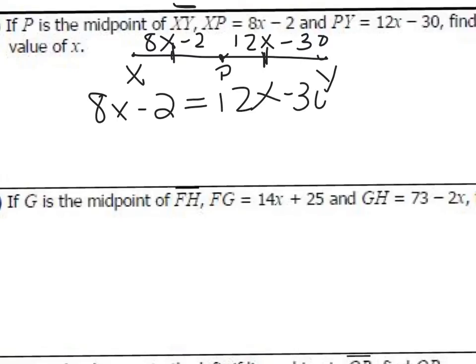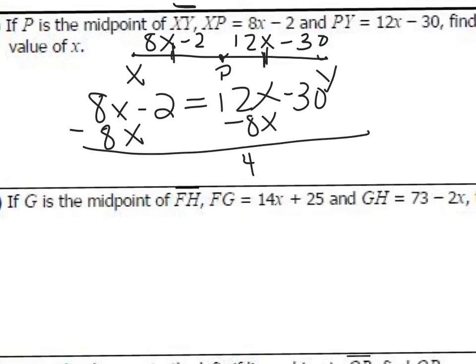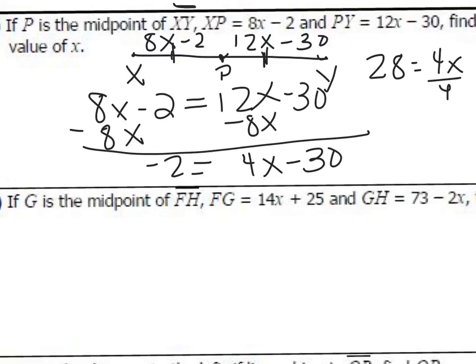12X minus 30. All right, now you want to move your variables to the same side. I'm going to move the 8X over so I have a positive 4X minus 30 equals negative 2. Add 30 to both sides, giving me 28 equals 4X, and dividing by 4 is going to give me X equals 7. All right, it says find the value of X.